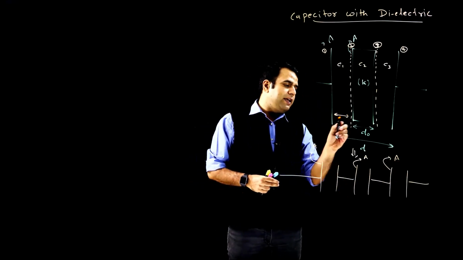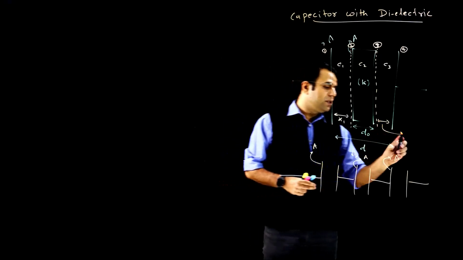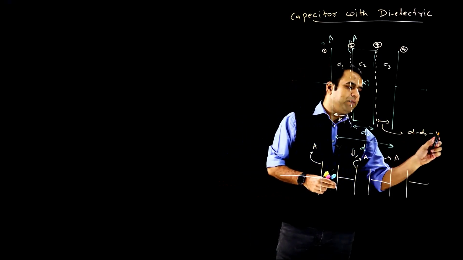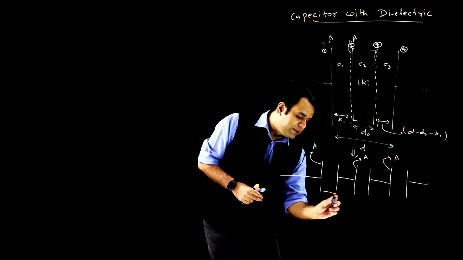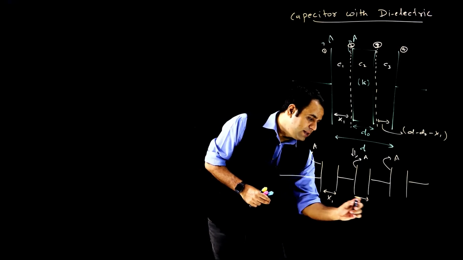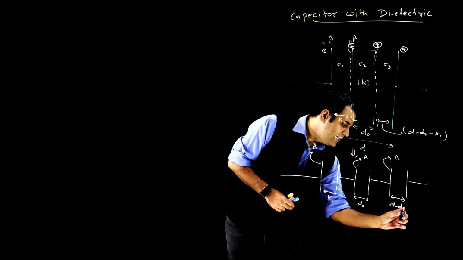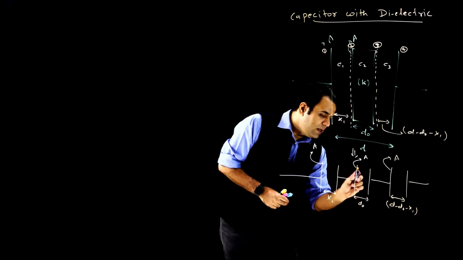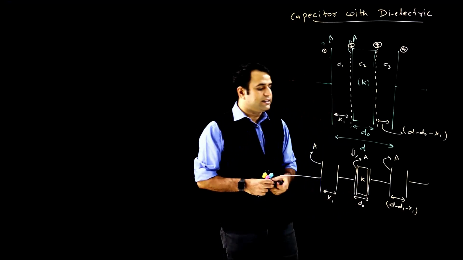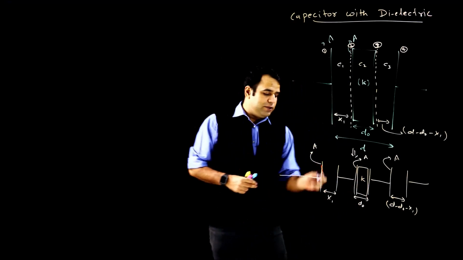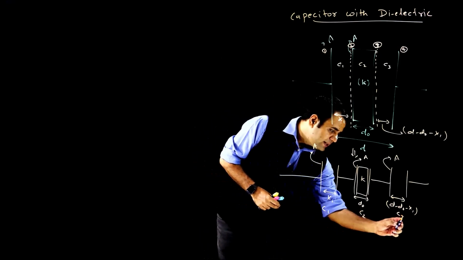So here the width is x1. Here the width will become D minus D0 minus x1. So this width is x1, this is D0, and this one is D minus D0 minus x1. And the middle capacitor is completely filled by the dielectric of dielectric constant K. So the capacitance of this capacitor is C1, I'm defining this as C2, and this as C3.